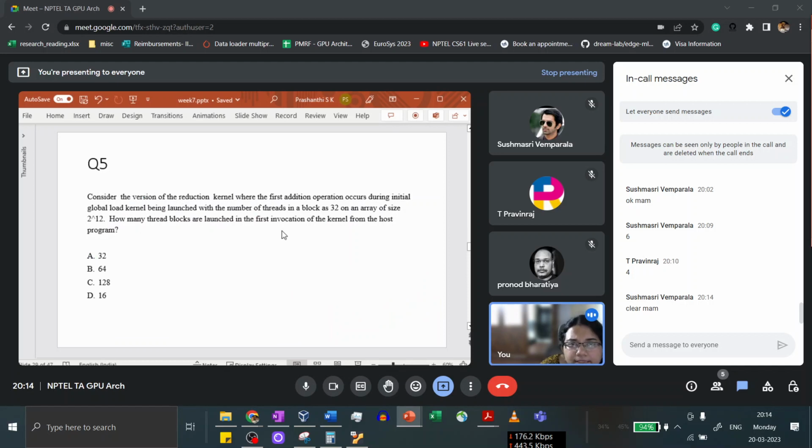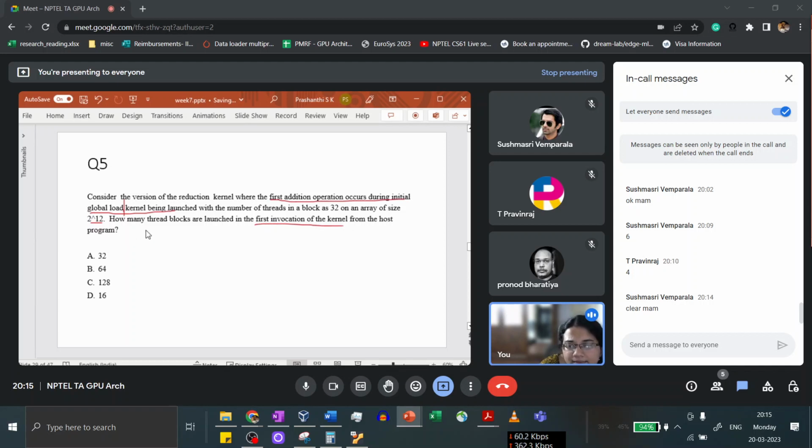Okay, very similar question. Consider the version of the reduction kernel, okay, note this down, where the first addition operation occurs during initial global load, and the kernel is being launched with the number of threads in a block as 32 on an array of size 2 power 12. How many thread blocks are launched in the first invocation of the kernel from the host program?